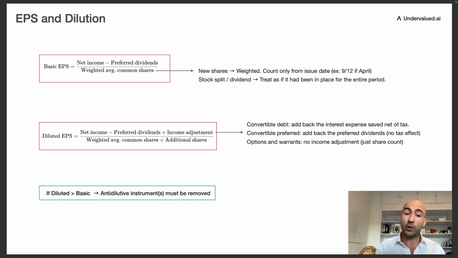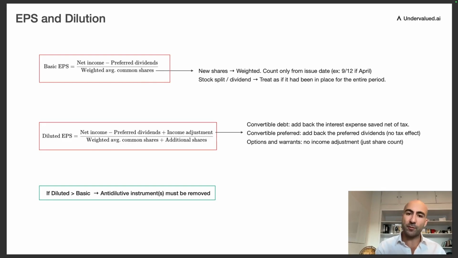For example, stock options do not generate interest or dividends, and they only change the share count. So in the case of stock options, the company will receive cash from the holders and then will use that cash plus more to buy the shares back at the market price, but there will be no change in the numerator. It will just be new shares in the denominator.